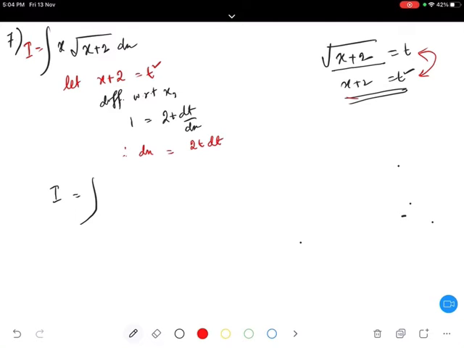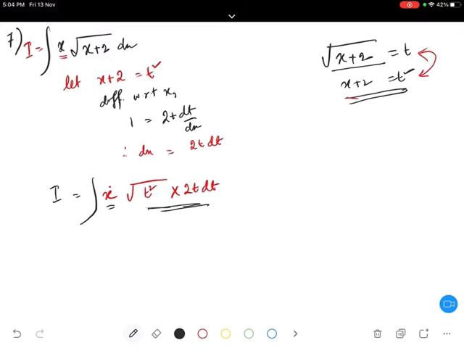Now look at here. Now we have x in here, right? First let me write that x, then I will tell you. So x root over, in place of x plus 2 I will write t square, and in place of dx I will write 2t dt. So now you see basically that x in here creates a problem. The problem is that the integration I is in variable t, but this x is another variable. So we cannot accept that.